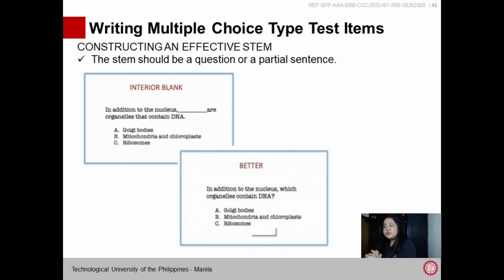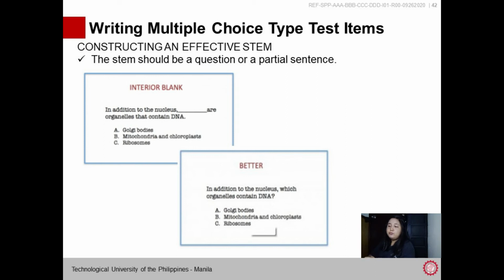Kasi, ina-assess nito yung learning ng student if they were able to reach their competencies, or if they were able to understand or analyze the problem. Kasi kadalasan nangyayari, di ba, kapag interior blank or ganyan, minsan hindi na ina-analyze ng test takers yung mismong item kasi nga hindi siya question. So parang walang learnings na ma-measure doon, di ba? So kailangan question type yung multiple choice mo.